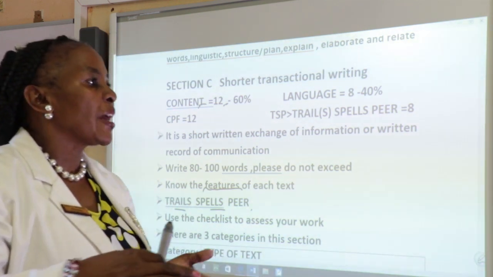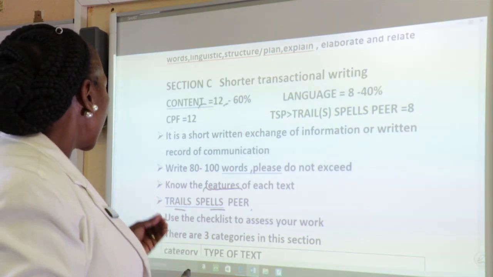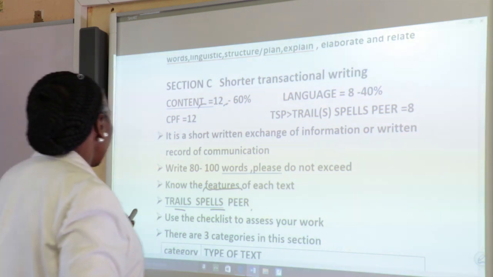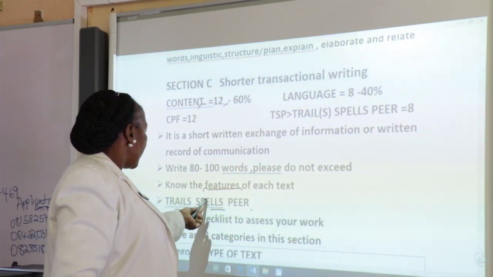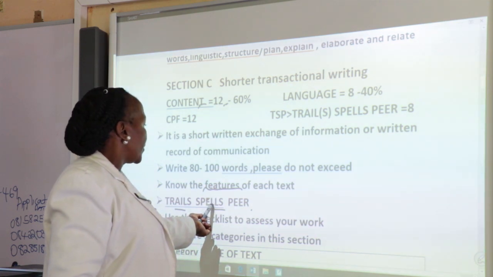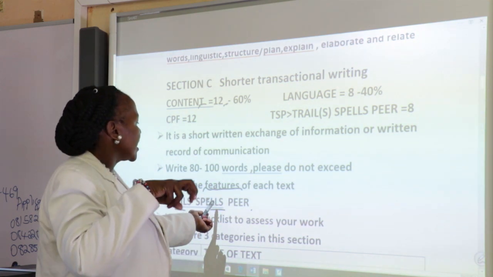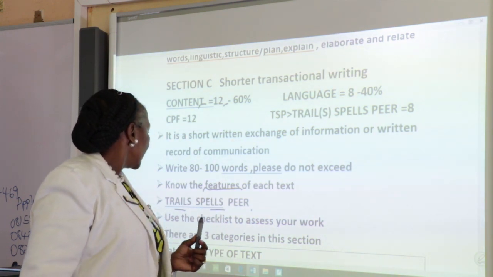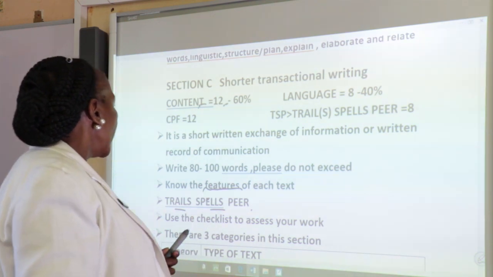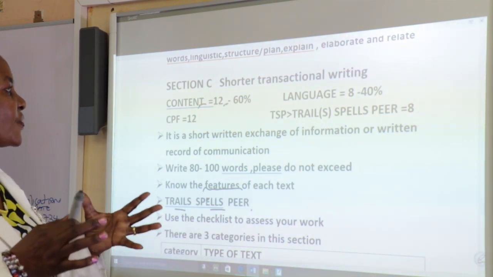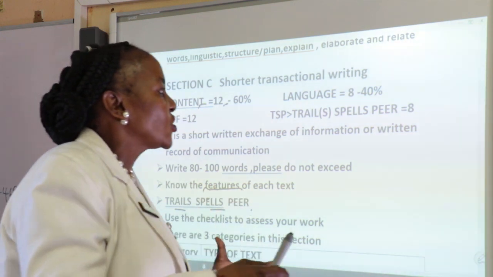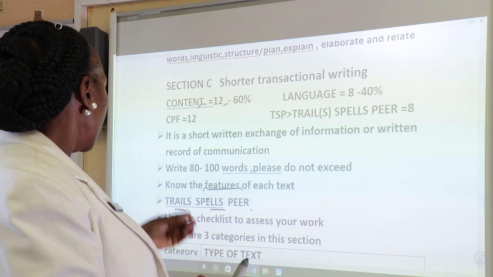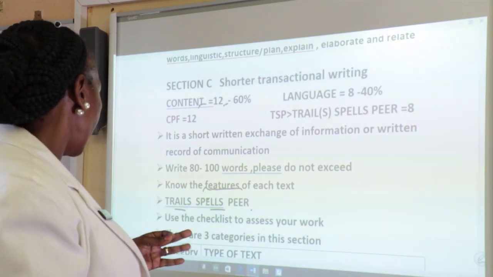Coming to SPELLS. S is for spelling. P is for punctuation, E is for examples, L is for the language, another L is for the linking words, and the last S is for the structure. The structure is very, very important because it is also what we normally call the format of the piece of writing we are writing.